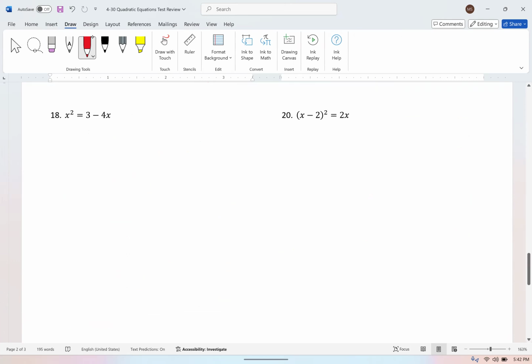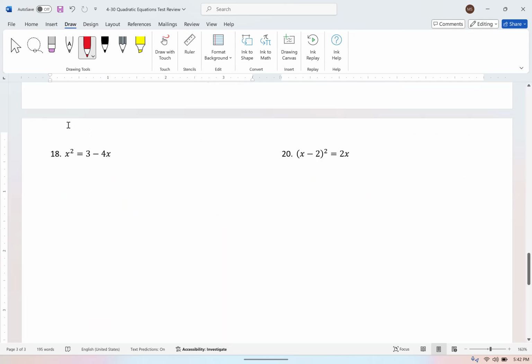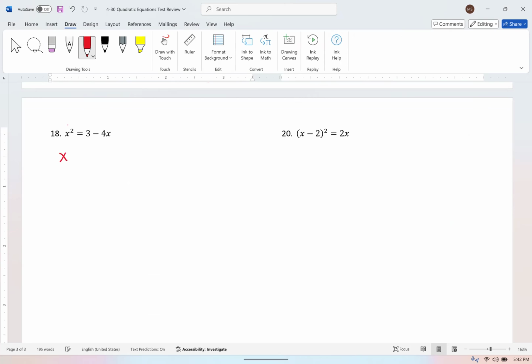All right, number 18, we're getting a little more complicated here. We have to move everything over because we need an equal 0. So sorry about that. So we're going to move the negative 4x over, it becomes positive 4x. We're going to move the positive 3 over, it becomes negative 3. Now we can use the quadratic formula.